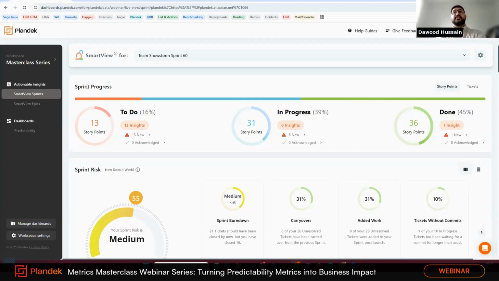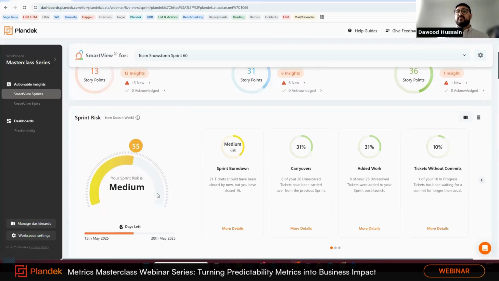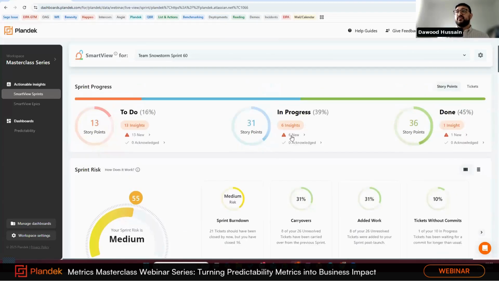As a team lead, it's quite useful because we can see, first of all, how many story points we have in to do, how many in progress, and how many done. Against each of the tickets, we look at the historic data that you have within your sprints, and we build insights off the back of them. Now, for Smart View sprints, there's 10. If I go into, let's say, the 13 story points in progress, against those tickets we've got 13 insights.